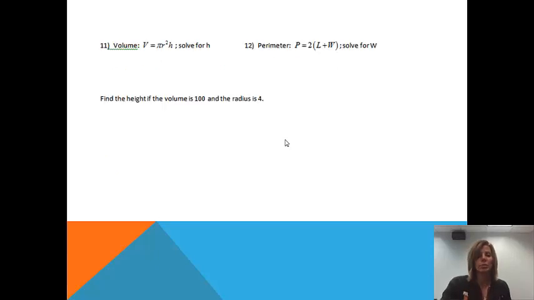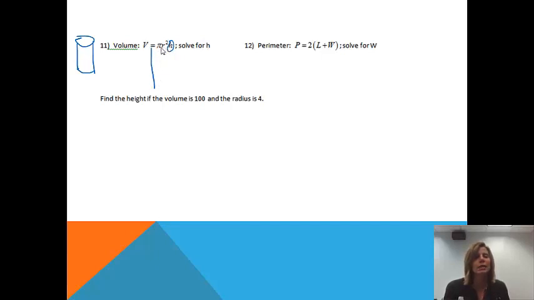All right, 2 more problems and then we are done. Okay, number 11 is a volume formula. And this is actually to find the volume of a right cylinder. So like a pop can, we'd be finding the volume of. And this one we would like to solve for H. So again, I'm going to circle the H. I'm going to draw a line down my equal sign.